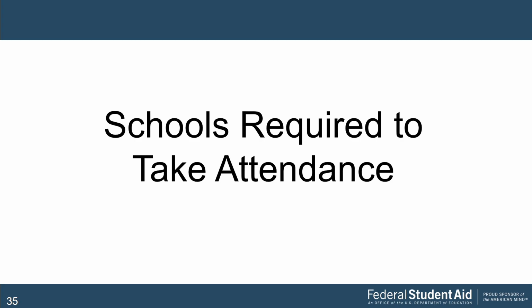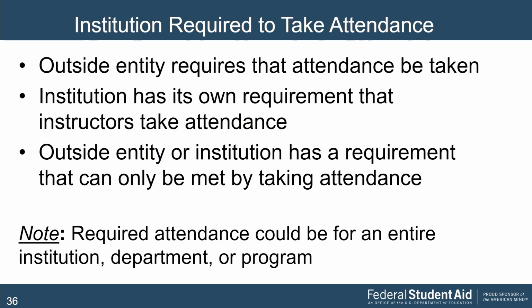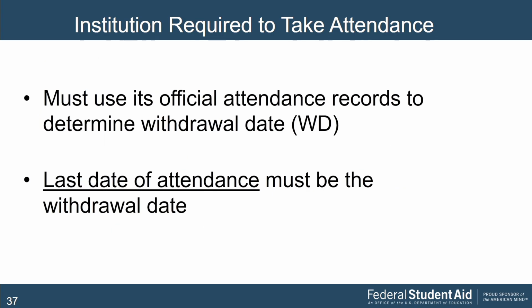So we look at withdrawal dates differently for schools that are required to take attendance and schools that are not required to take attendance. We consider a school required to take attendance if there's an outside entity that requires attendance to be taken, if the school has its own requirement that instructors take attendance, or if there's an outside entity or institution that has a requirement that can only be met by taking attendance. Attendance can be for an entire institution, for a department, or for a program. So if you have one program that's required to take attendance and one that's not, you're going to treat those two differently when it comes to withdrawal dates.